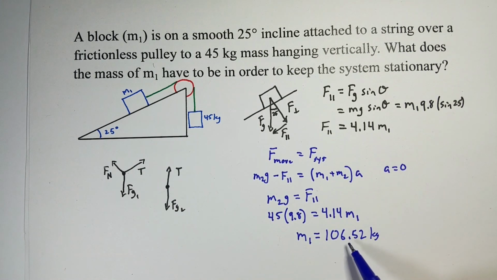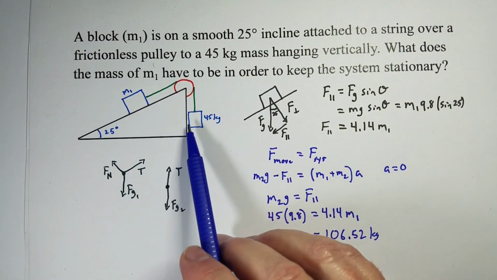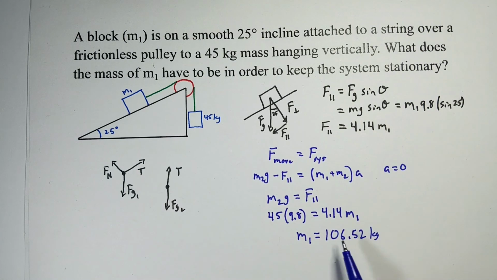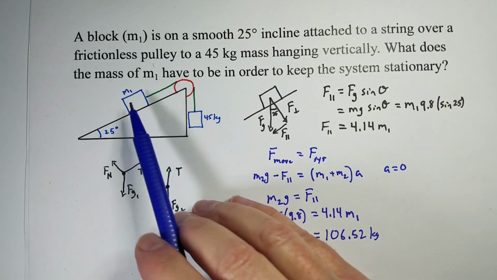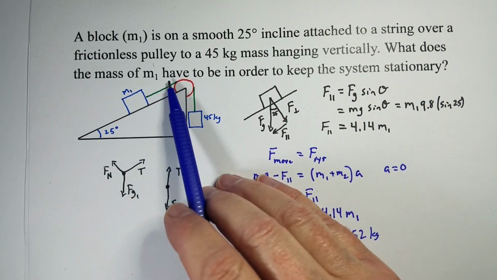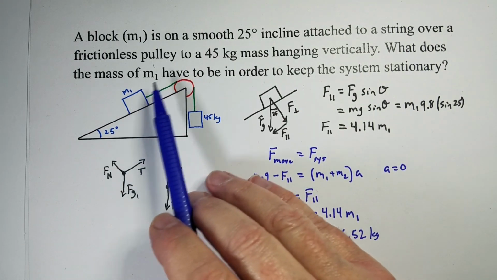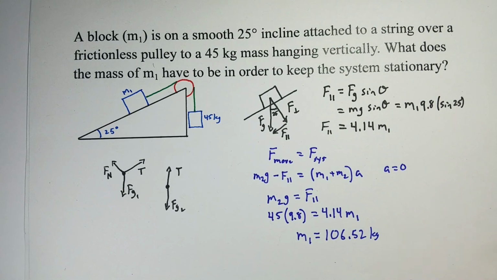So that's the balance part. If it's more massive than this, it's going to slide down and cause this whole system to move that direction. If it's less than that, then it doesn't have enough weight to counteract this one, so this will accelerate up, and the whole system will accelerate clockwise. But that's the balance point.